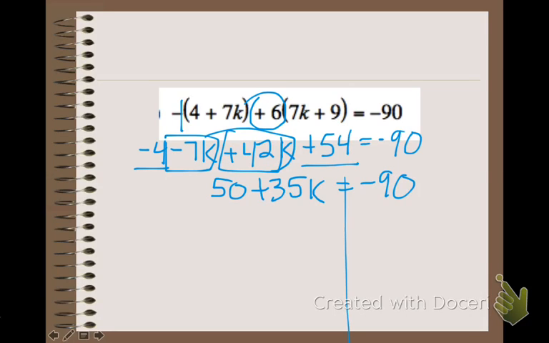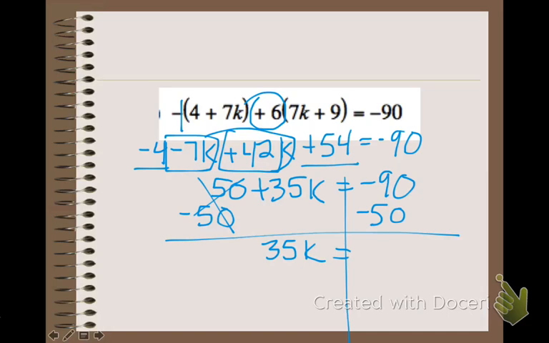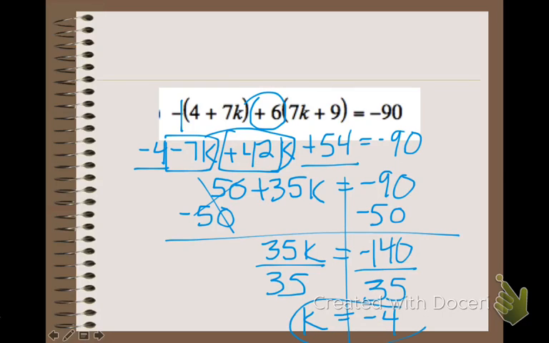At this point, I use inverse operations to isolate my variable. I'm going to subtract 50 from both sides. 35k equals negative 90 minus 50. That's the same as negative 90 plus negative 50, so I have negative 140. Dividing both sides by 35 to continue isolating that variable, and my answer is k equals negative 4.